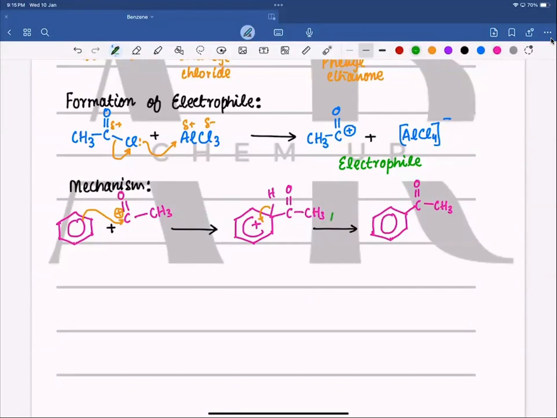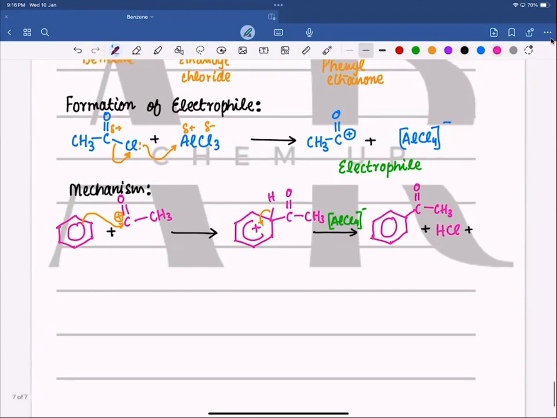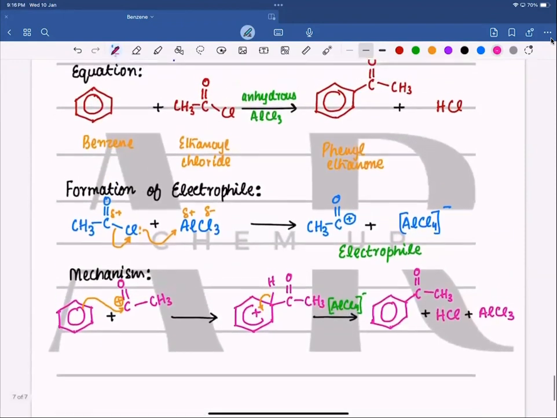So the hydrogen that is released interacts with the intermediate AlCl4 negative ion, which was formed in the formation of the electrophile. As a result, it releases the chloride ion. That chloride ion bonds with the hydrogen to form HCl, and the catalyst is restored. Yes, is this understandable to all of you?